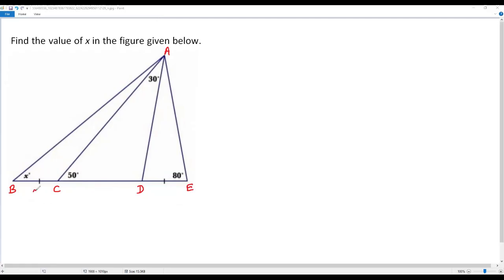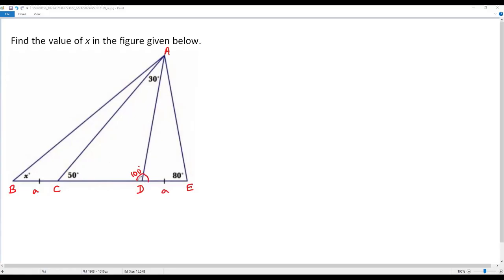Let me say the lowercase a represents the length of BC and also DE, because both of them are equal in length. Now let's consider the triangle ACD. In this triangle, we know the measures of two interior angles are 30 degrees and 50 degrees. Then the measure of this interior angle has to be 100 degrees, because in any triangle, the three interior angles add up to 180 degrees.